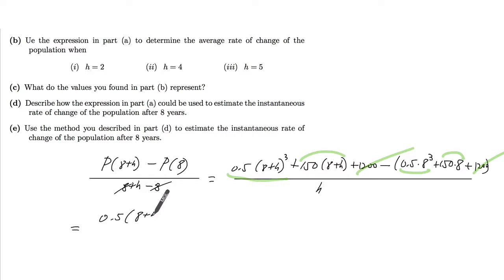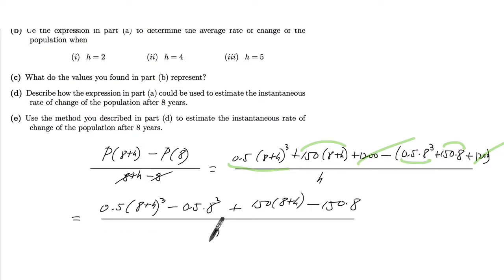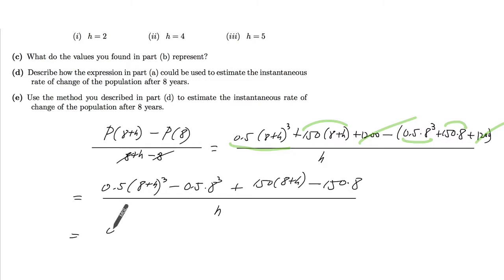0.5 minus 0.5, 150 times 8 plus H, minus 150 times 8, all over H. Okay, you can factor out a 0.5 from the first two terms, and you get 8 plus H cubed minus 8 cubed. Here you're going to get a positive 150 times 8 and then a minus 150 times 8. So that's going to cancel out. And we're going to be just left with 150 times H.